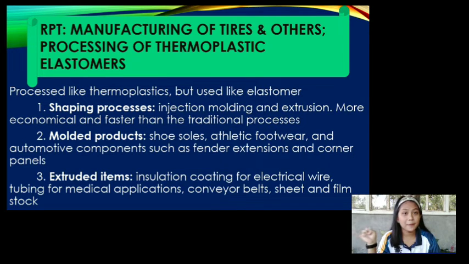First is the shaping process, which is injection molding and extrusion. Next are the molded products, which are shoe soles, athletic footwear, and automotive components such as fender extensions and corner panels. And the last one is the extruded items, which are insulation and coating for electrical wires, tubing for mechanical applications, conveyor belts, sheets, and film stock.